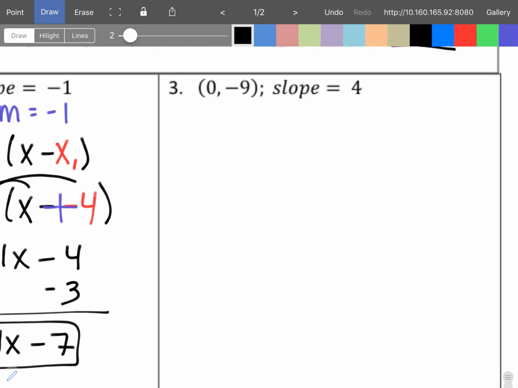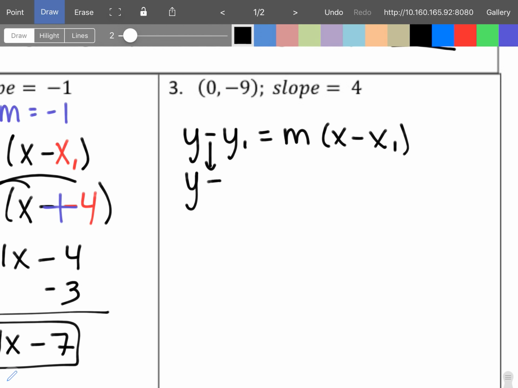All right, so let's just plug in. I'm not even going to write. I'm not even going to label. If it helps you to label and do different colors, I would. So we're going to plug in our y1, which is, so that negative, we bring that negative down, but then we're going to bring in negative 9 equals, m is 4 times x minus, and then my x1 is just a 0.